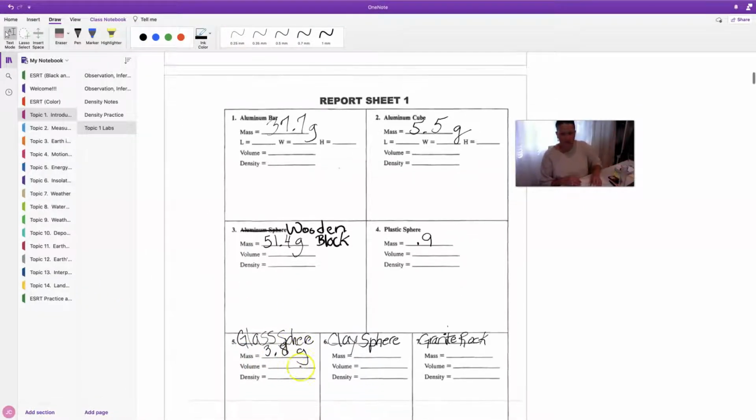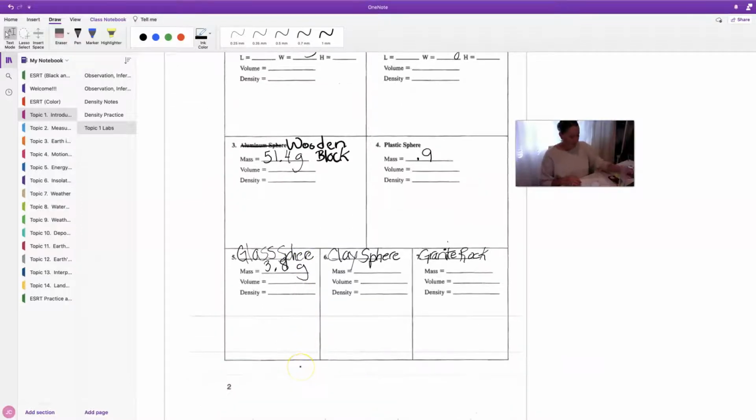Let me see if I can just scroll down a little bit and bring this up. And we got our next one, which is our clay sphere, and our clay sphere is 1.5. So if you place that in water, obviously it would sink, right? Greater than the density of water, which is 1. And we got a granite rock, which is 55.0. So we got the mass of everything by simply weighing it.